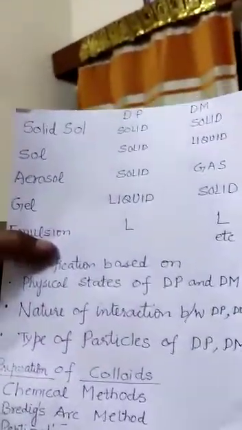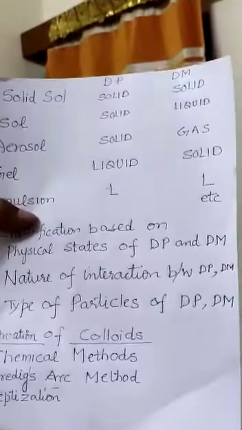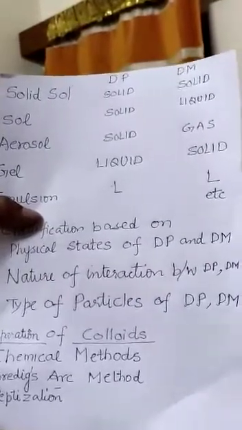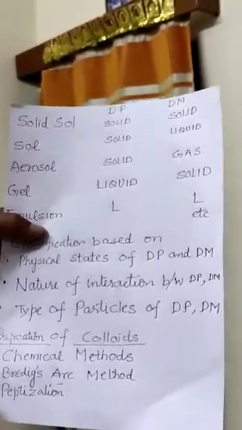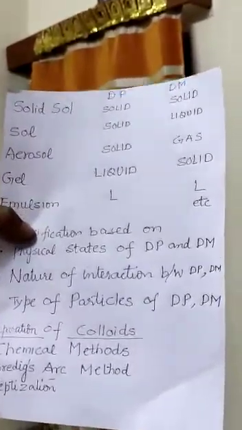These are solid sol, where the dispersed phase is solid and the dispersion medium is solid. Sol, it is solid and liquid. Aerosol, it's solid and gas. Gel, it is liquid and solid. Emulsion, both are liquids. In this part, I would also like to tell you about 2 types of sols.